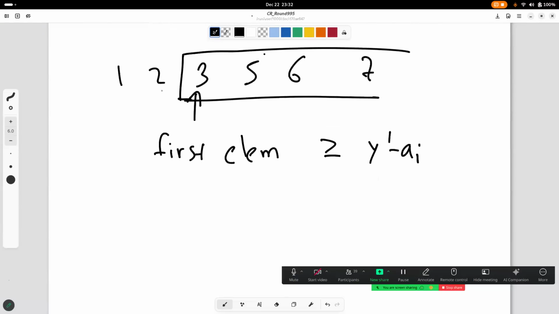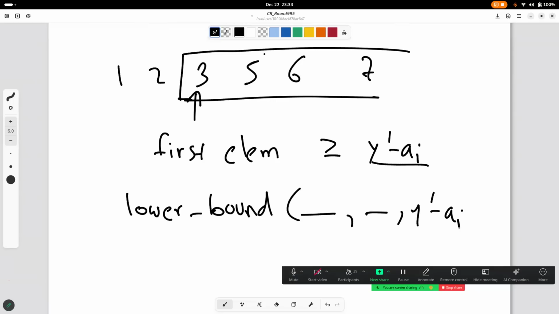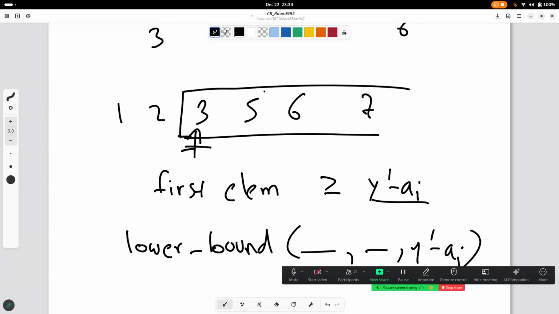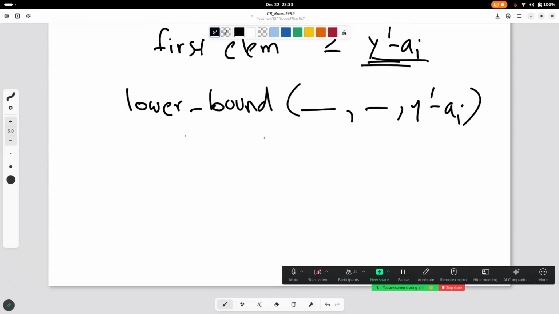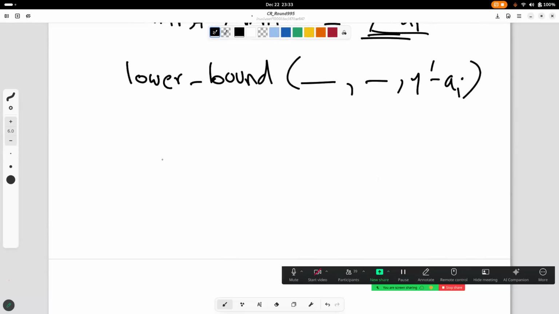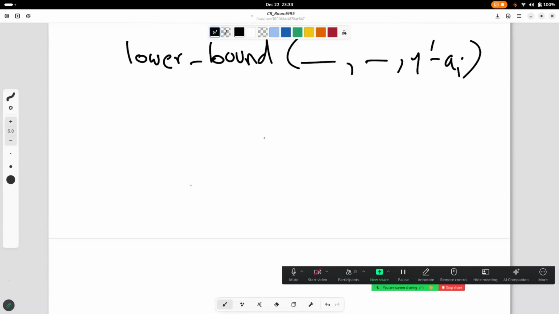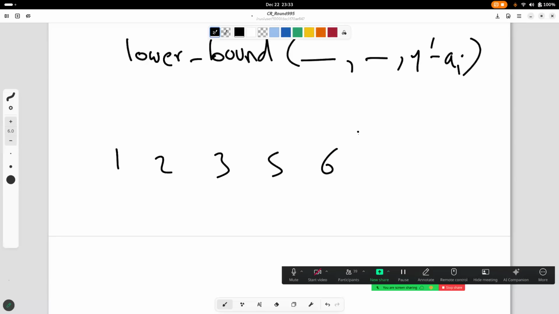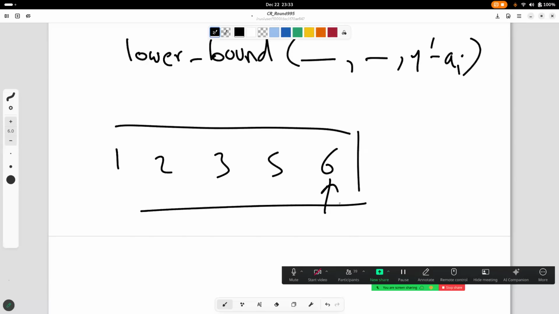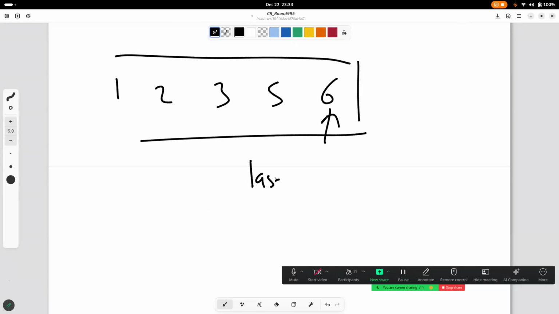And in C++, you can either implement your own binary search to do this, but in C++ we have a function lower bound where if you pass a sorted array, the begin and end pointer, and this y dash minus A of I, this would basically give you the first element that's greater than or equal to y dash minus A of I. And if you look at the end of the array, so our array was 1, 2, 3, 5, 6, that is 6, this is the last element which is less than or equal to x dash minus A of I.